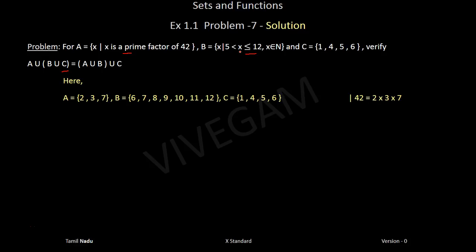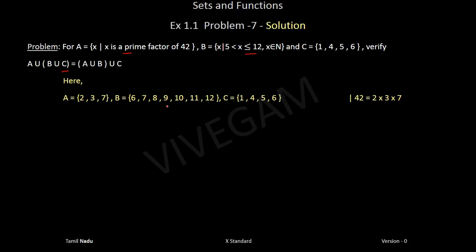Then set B: 5 is less than x and x is less than or equal to 12. So what does this mean? 5 is less than x, so x is greater than 5. Next, x is less than or equal to 12, so x will be less than 12 or it will be equal to 12. So it means 12 is the outer boundary, inclusive of 12. If they say x less than 12, 12 is not included. But here x is less than or equal to 12, which means 12 is the last number. Starting number is greater than 5, which means 6. Ending number is 12. So the elements are 6, 7, 8, 9, 10, 11, 12.